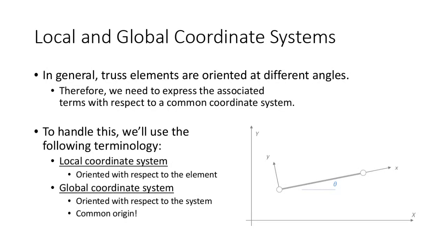The local coordinate system is oriented with respect to the element, okay? So if I have an element out in space, the X and Y coordinates would sort of go along with that. And I'm going to show you why we have a local coordinate system. It's actually not to make things complicated. It's actually to make them simple. Okay, let me show you why.